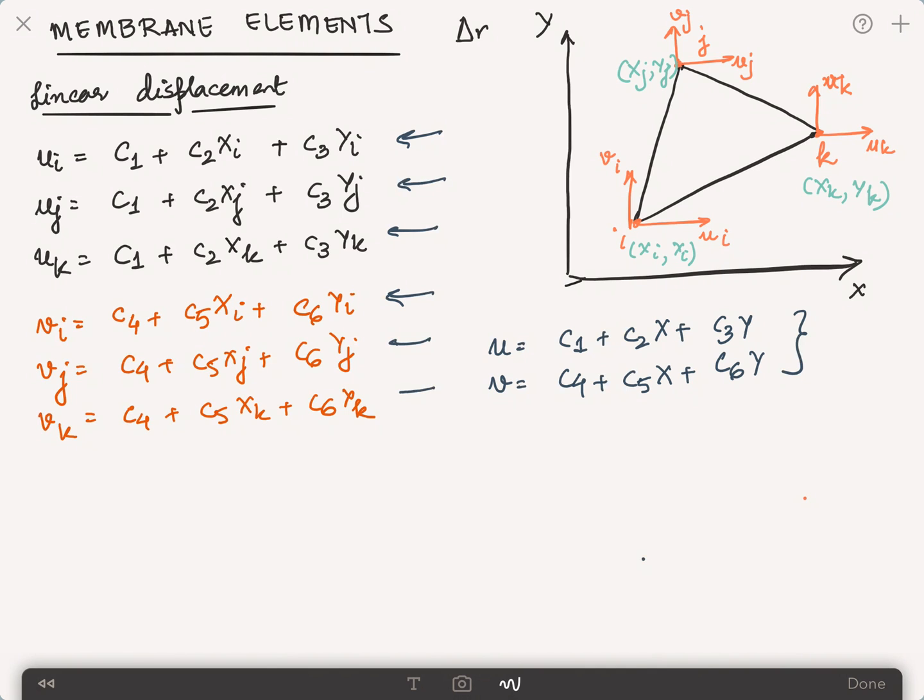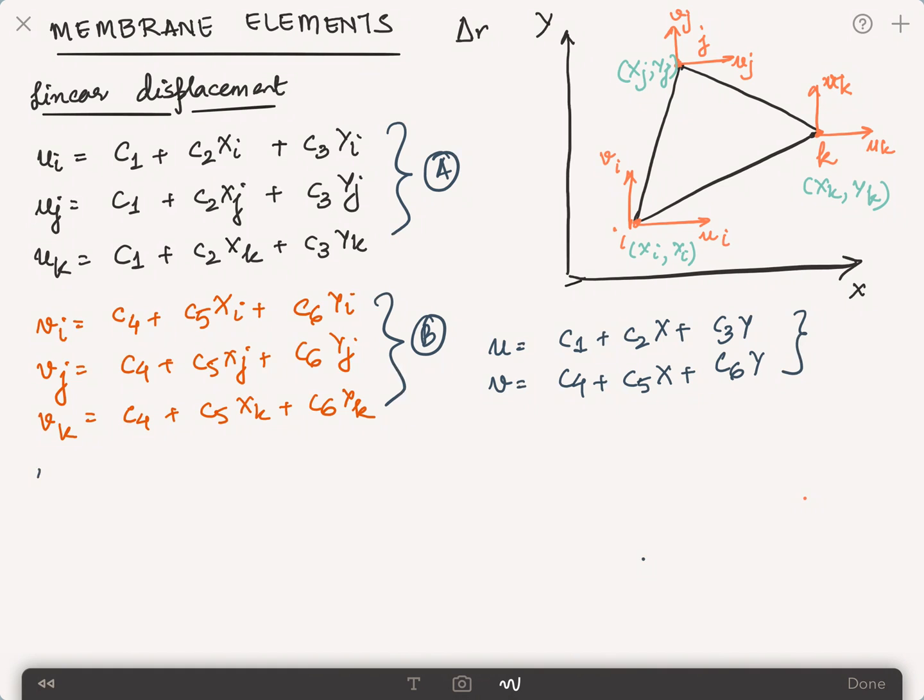What I've basically done is that I've already introduced all the different nodal points, or the locations, into these equations here. So I get 6 different equations for 6 different unknowns. So I can solve these together and these together to get relations for C1, C2, C3 as well as for C4, C5, C6 in the form of shape functions with respect to ui, uj, uk in the first block and vi, vj, vk in the second block.